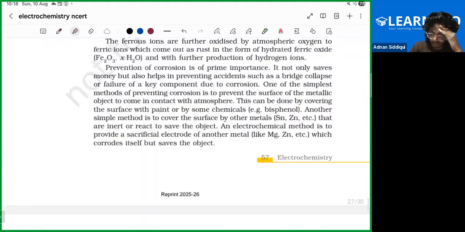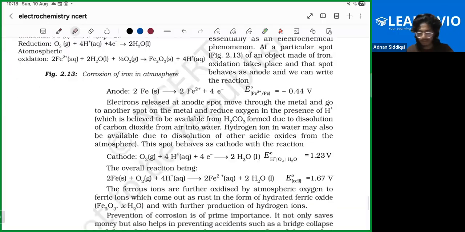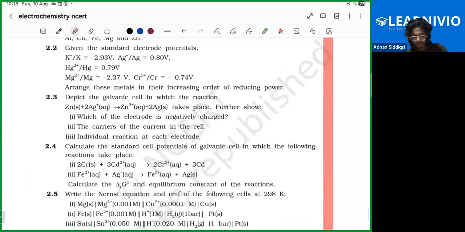They won't be asking you much from here, but I would still suggest you go through it. You can just give it a read, take it in like common knowledge, the way we did for primary and secondary cells. You should have a basic idea what is happening. Corrosion is simply oxidation of your iron, right? So this is your corrosion. I will add these slides in your notes and share them. So your chapter is complete.